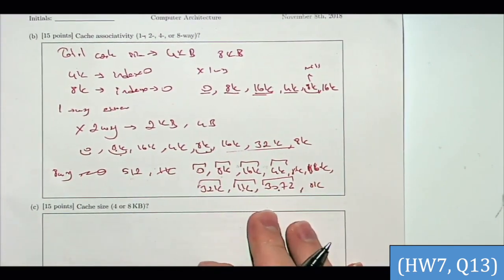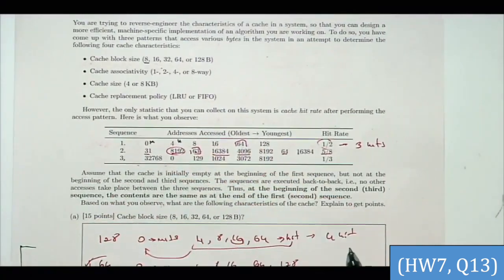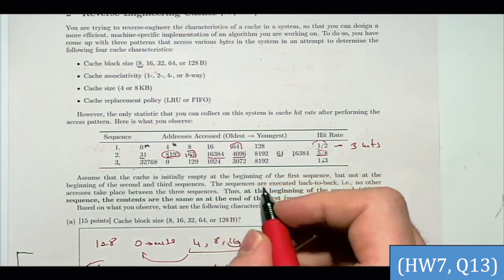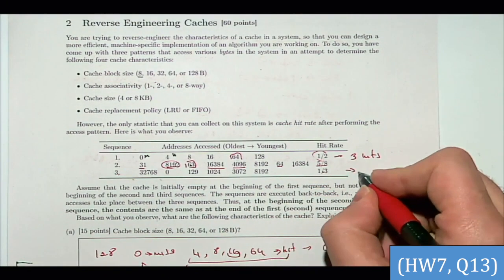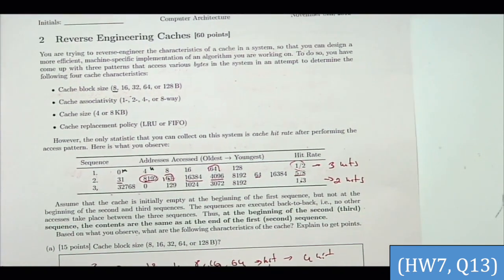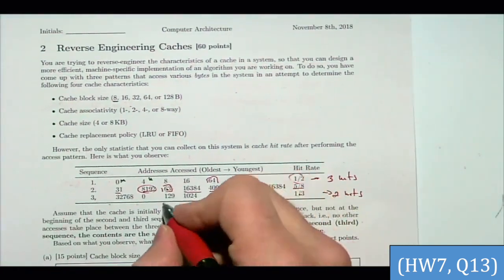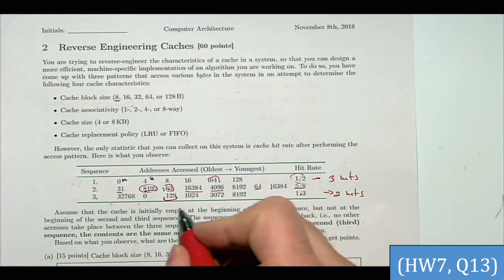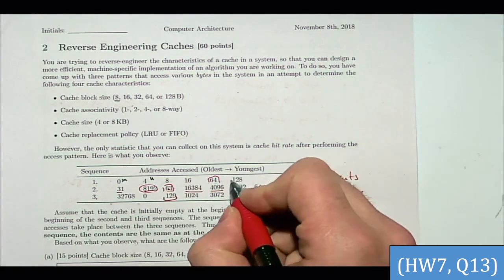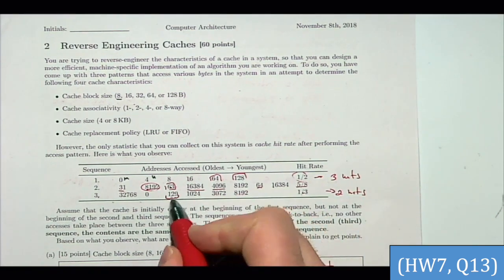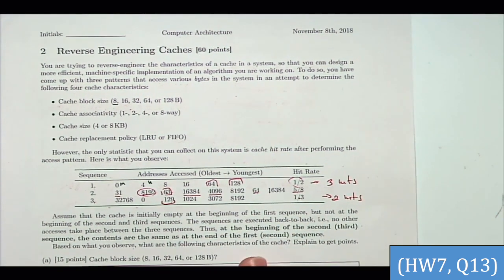So what does it mean? If you consider the sequence three, our hit rate is 1 divided by 3. This means that I only have 2 hits. So let's first find out the first hit. That for sure will be a hit, which is 129. Why? The reason is I already accessed 128 here, right? So when I try to access 129 here, this will be for sure a hit, okay?